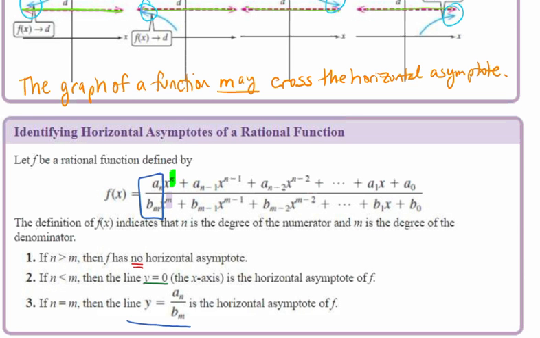A rational function may have many vertical asymptotes, but it can either have 0 or 1 horizontal asymptote. That's it, 0 or 1. And so that is what a vertical and a horizontal asymptote are and how to identify them.